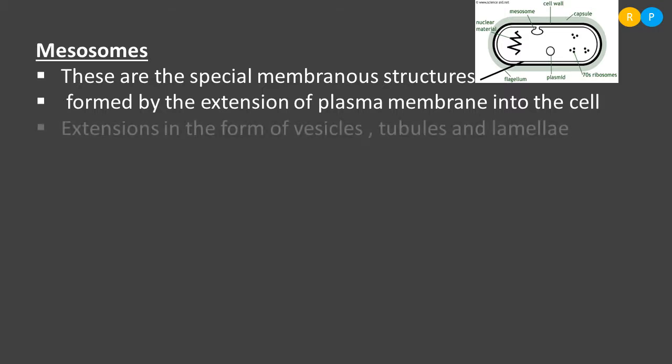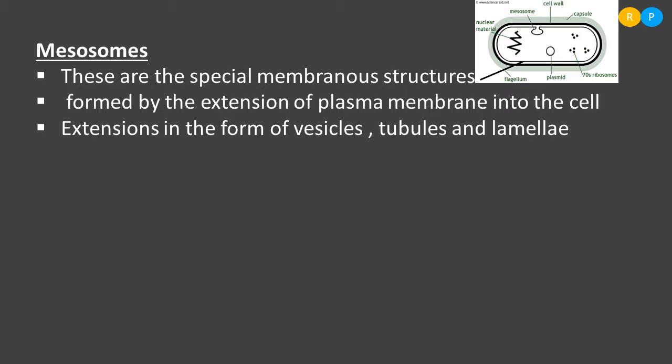There are different forms of mesosomes seen in bacteria. One form is vesicles. Vesicles are nothing but fluid-filled sac-like structures. Another form is tubules. Tubule means a tube-like structure, and a tubular structure can also be seen in the mesosome. This is another form. And one more form is lamellae. Lamellae is nothing but plate-like. Similarly, the infolding of the plasma membrane forms a plate-like structure known as lamellae.